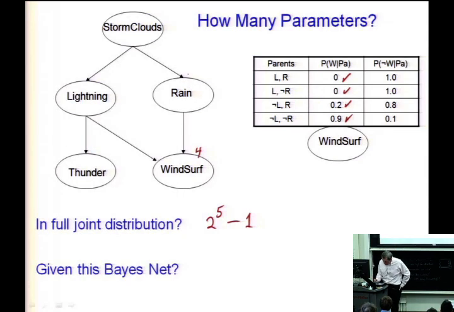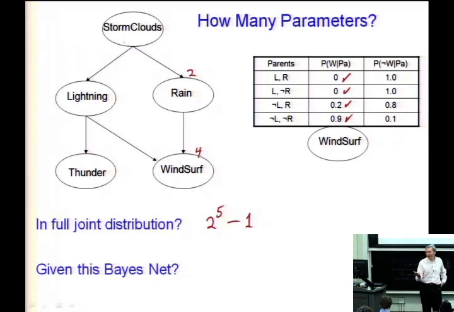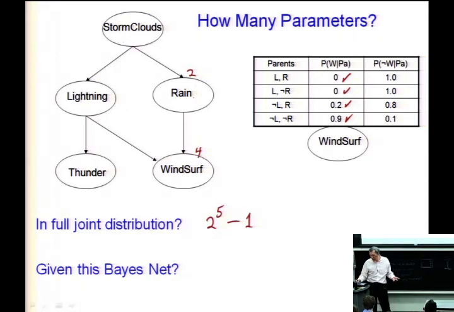2. I agree. Why? Because storm clouds could be 1 or 0. Suppose it's 1, then we have to worry about the probability of rain being 1, given that storm clouds is 1, and the probability that rain equals 0, given storm clouds equals 1, but they sum to 1. So we just need 1. But then, of course, storm clouds could also be its other values, so we need 1 for that, too. Okay, how many for lightning?